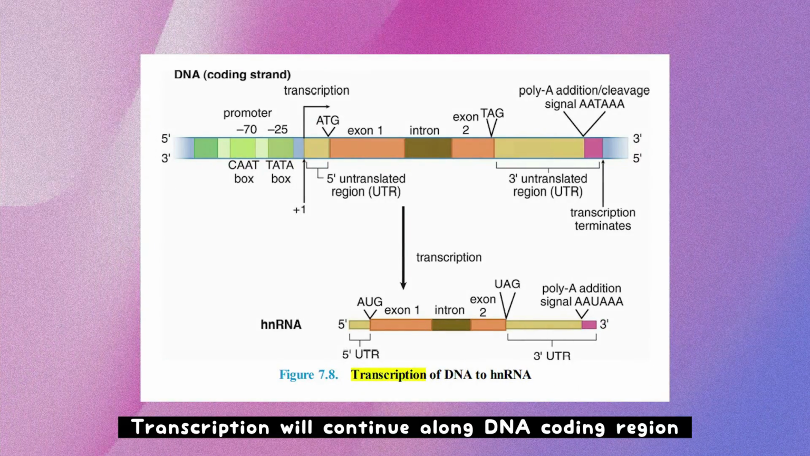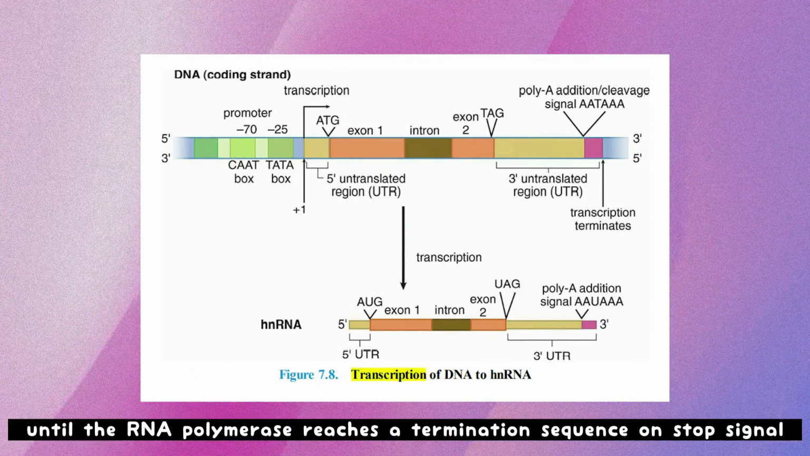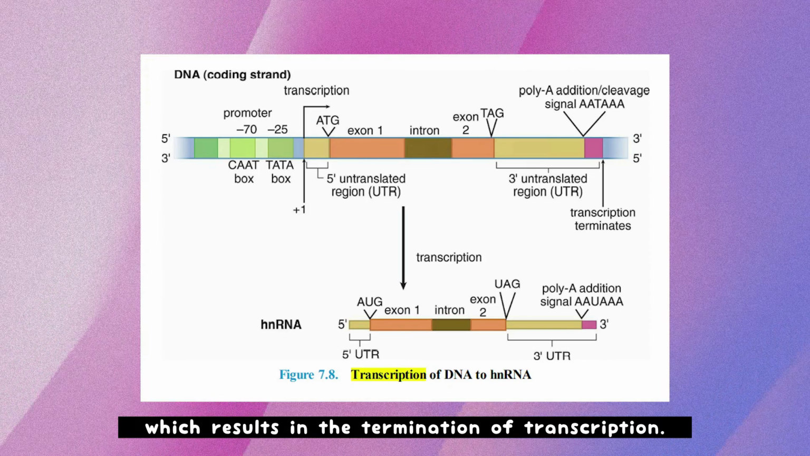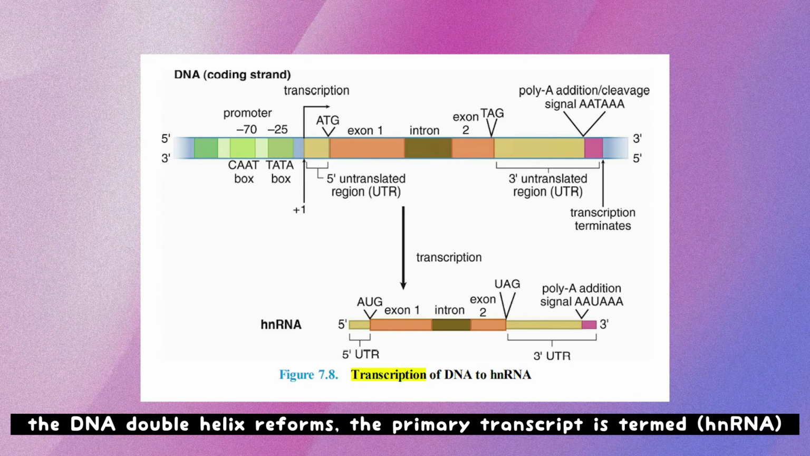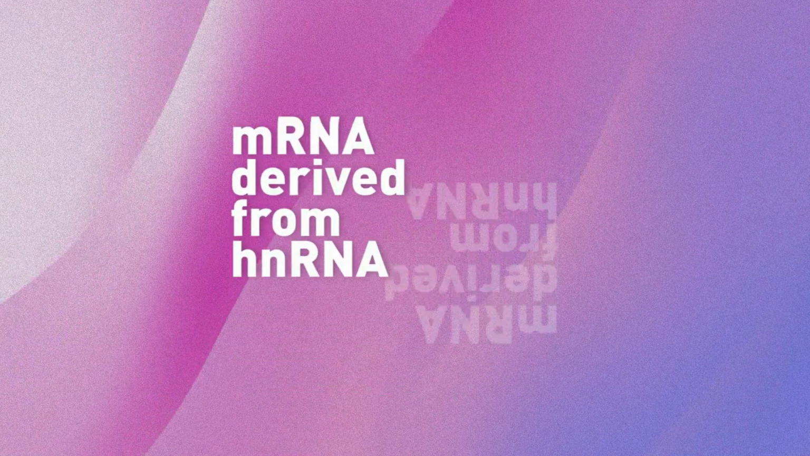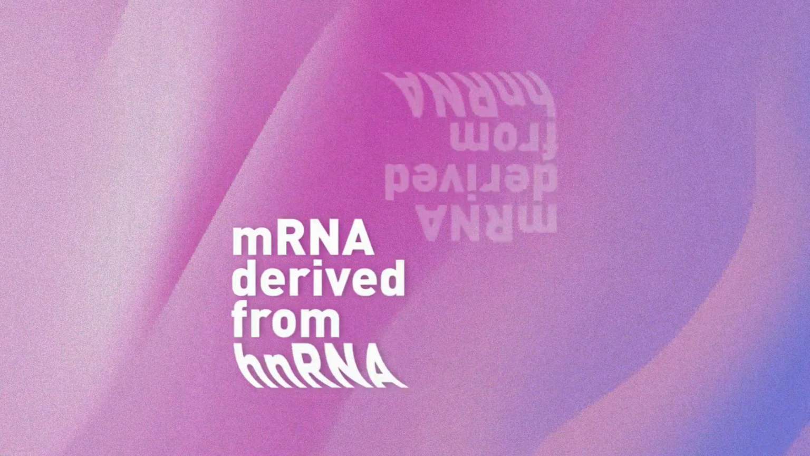Transcription will continue along the DNA coding region until the RNA polymerase reaches a termination sequence or stop signal, which results in the termination of transcription. The DNA double helix reforms. The primary transcript is termed hnRNA. mRNA is derived from hnRNA via post-transcriptional modifications.